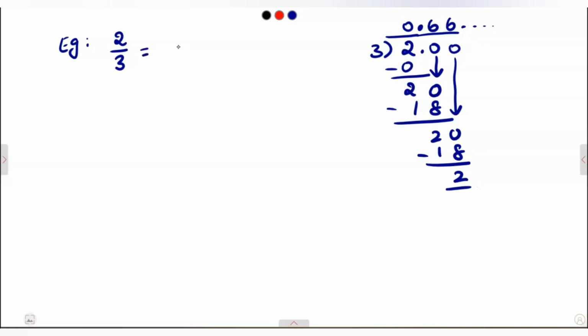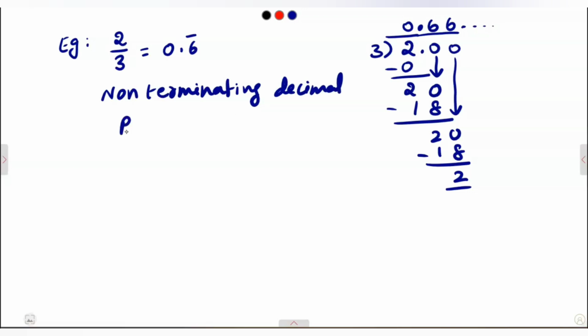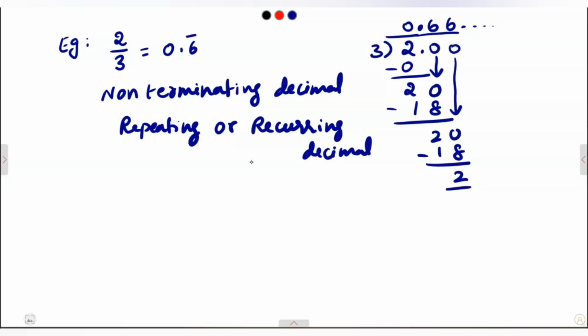So you have a particular type of repetition. So we call it a non-terminating repeating decimal. It does not terminate. Non-terminating decimal. Or you can also call it repeating or recurring decimal. So, now what did we understand? If the denominator does not have 2 or 5 as a factor, then it definitely does not terminate. It is a non-terminating repeating decimal.